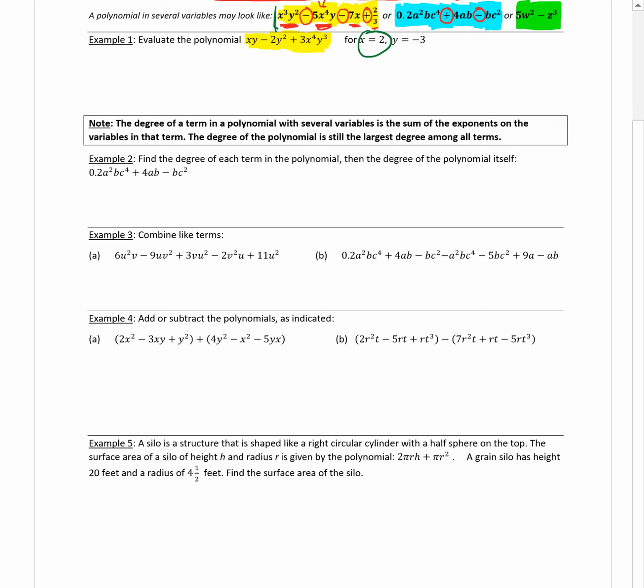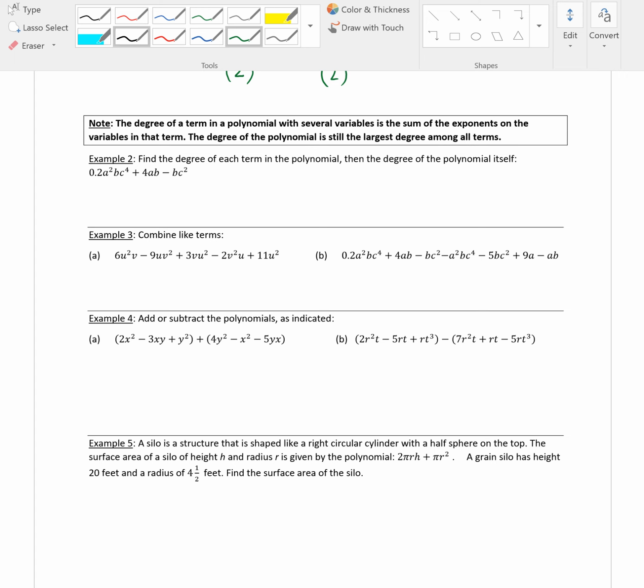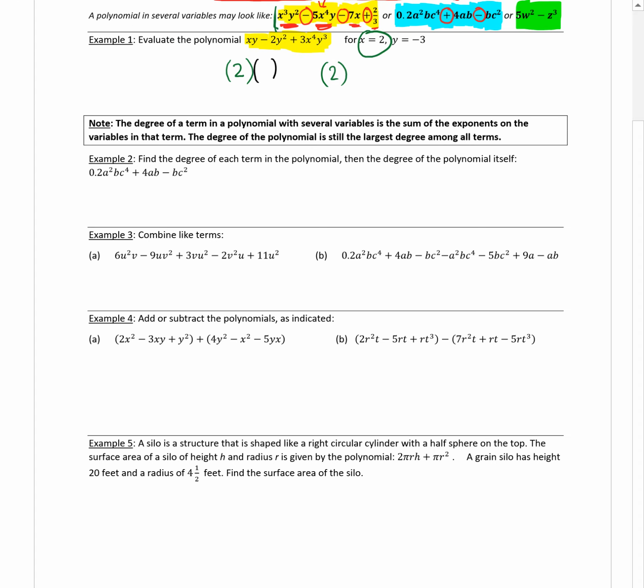So all you have to do is kind of probably what you would guess to do. I'm going to rewrite this guy, but where every x was, I'm going to put a 2. So there was an x at the beginning and there was an x at the end. This guy was being multiplied by y, and they want us to evaluate y at -3. So my xy will become 2 times -3 because those are the values of x and y. And then minus 2 times y squared.